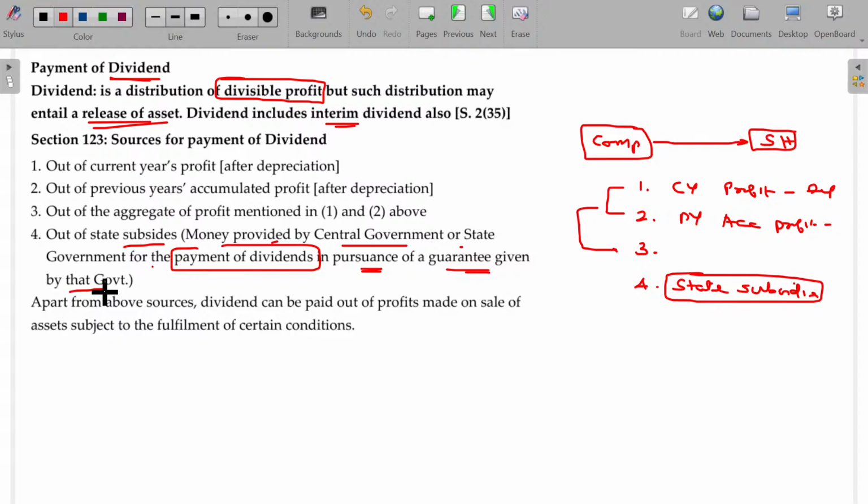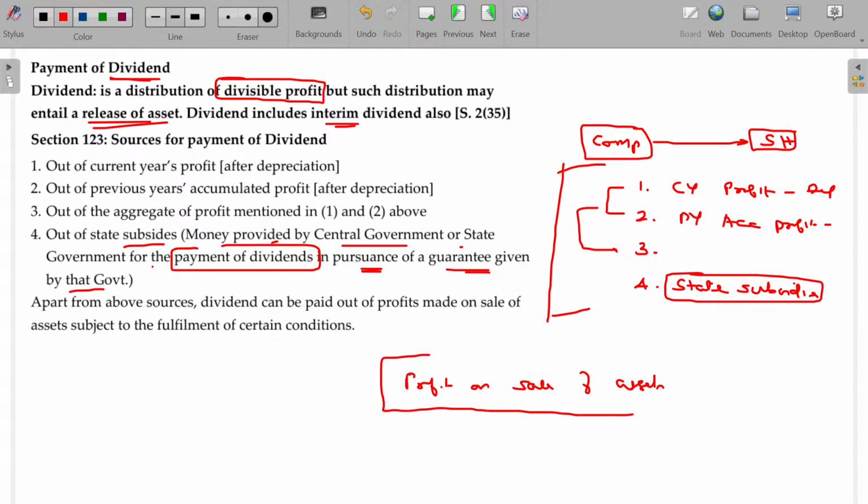Now, if you make any profit on sale of assets, can I use this, sir, for the dividend distribution? Rare scenario. If you don't have any profit to be distributed as a dividend to the shareholders out of the above said source, you can use this one also, provided some conditions should be fulfilled in this case.